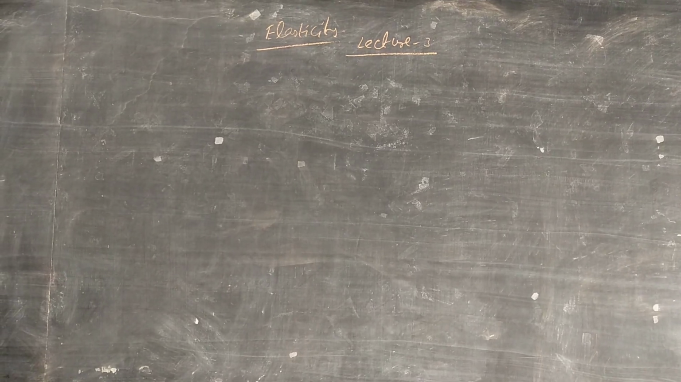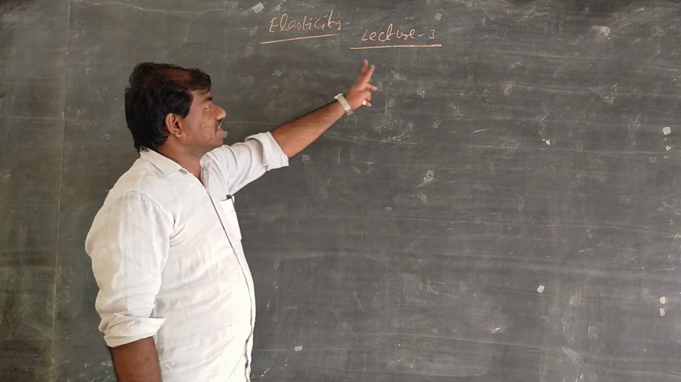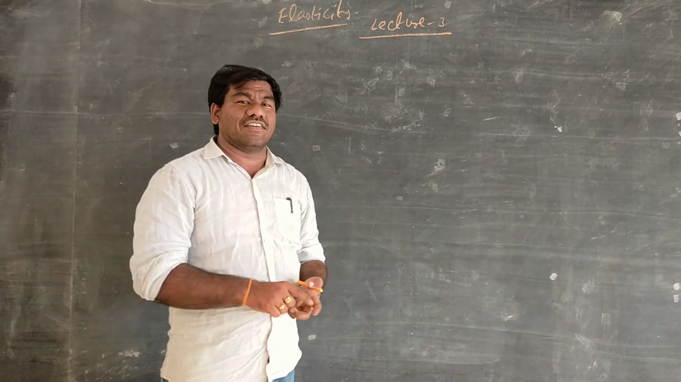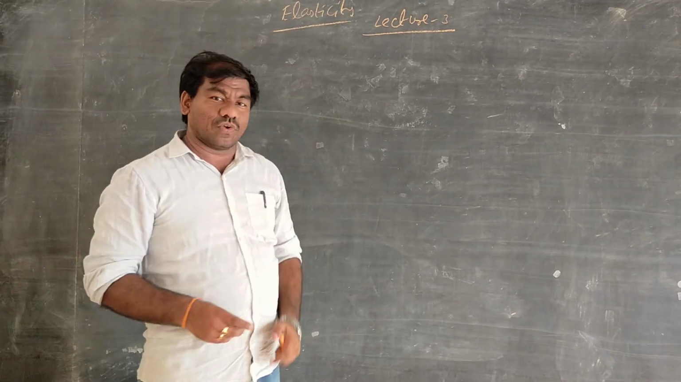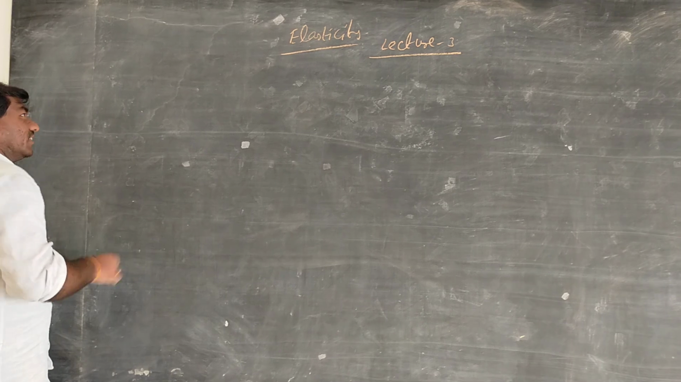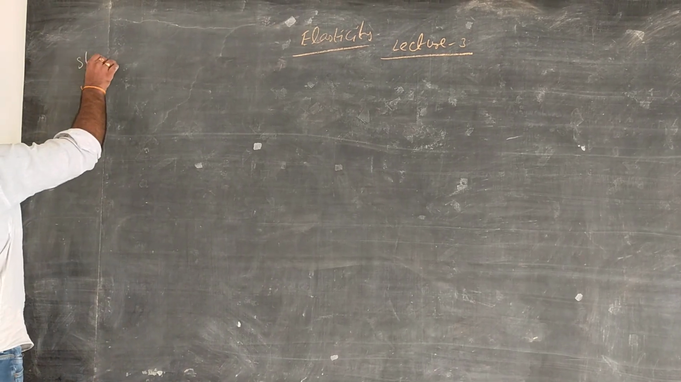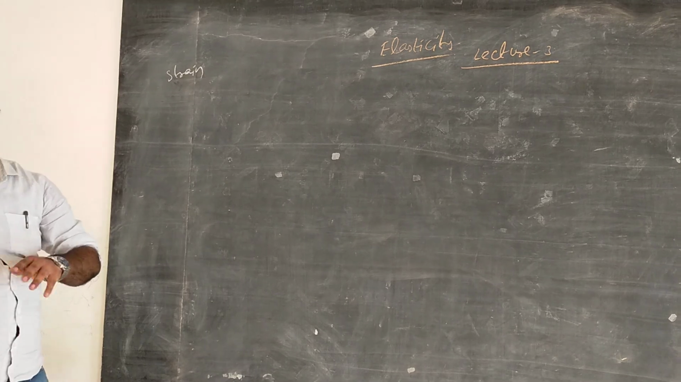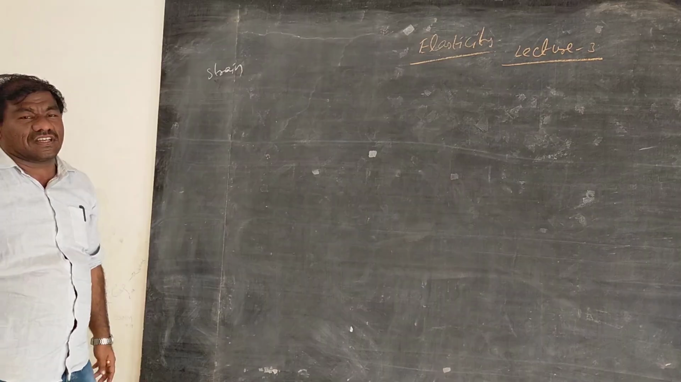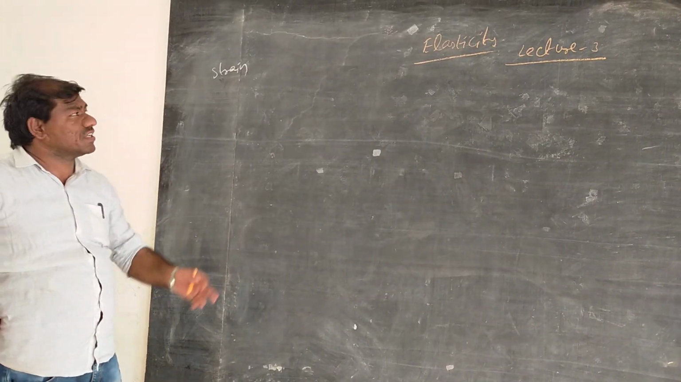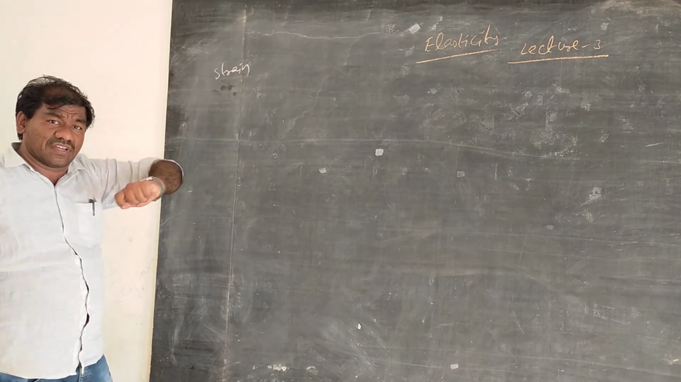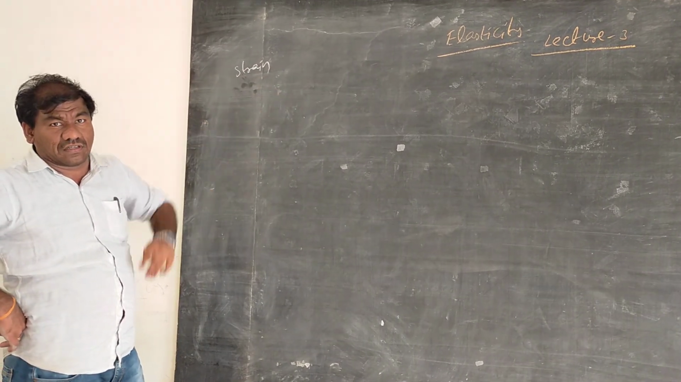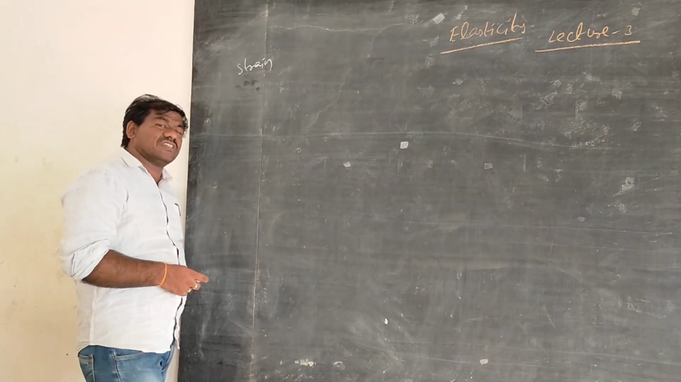Okay. Today in class we will discuss elasticity, lecture 3. Last class we already discussed lecture 2. What we discussed in lecture 2 was strain, and different types of strains and different types of stresses. How many stresses are there? Normal stress and tangential stress. And three types of strains: longitudinal strain, volumetric strain, and shear strain.